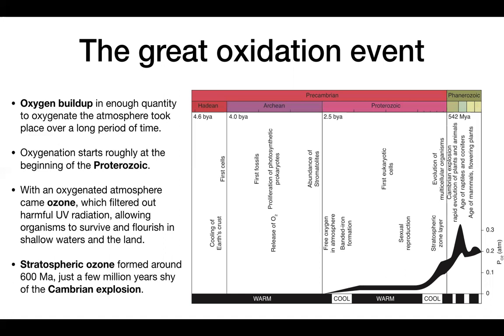Stratospheric ozone formed around 600 million years ago, just a few million years shy of the Cambrian radiation, when myriads of complex life forms evolved in a geological instant. We therefore owe our current atmosphere to the development of photosynthesis by cyanobacteria and their descendants.